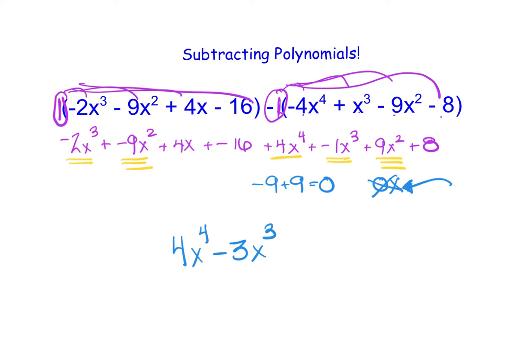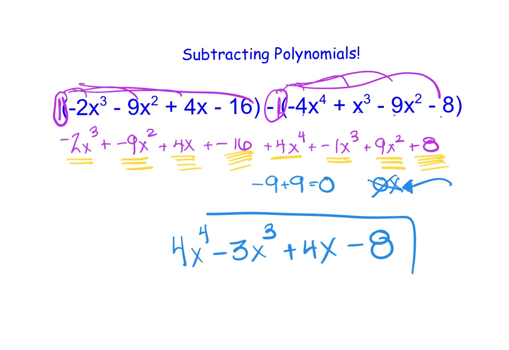Then we look next and we see we only have one term that contains a single x, so we have plus 4x. And then we end with negative 16 plus 8, which ends up being a negative 8. So at this point, we've combined all terms that are similar together, and we can't combine further because those variables are not identical.